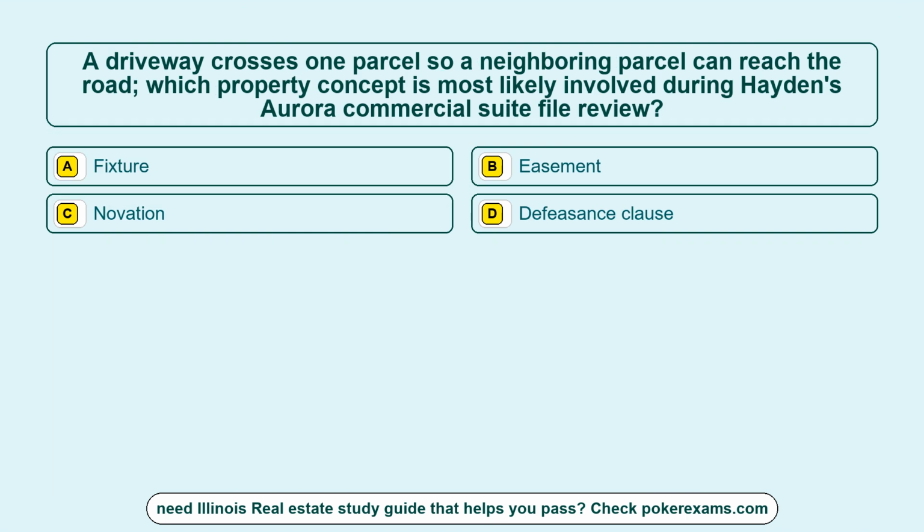Question 14. A driveway crosses one parcel so a neighboring parcel can reach the road. Which property concept is most likely involved during Hayden's Aurora Commercial Suite File Review? Option A, fixture. Option B, easement. Option C, novation. Option D, defeasance clause.